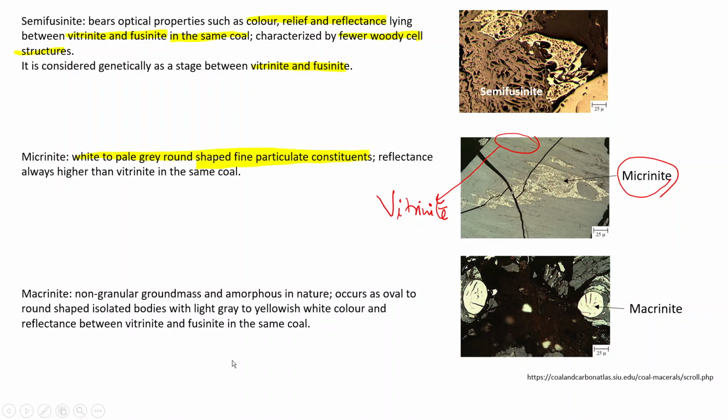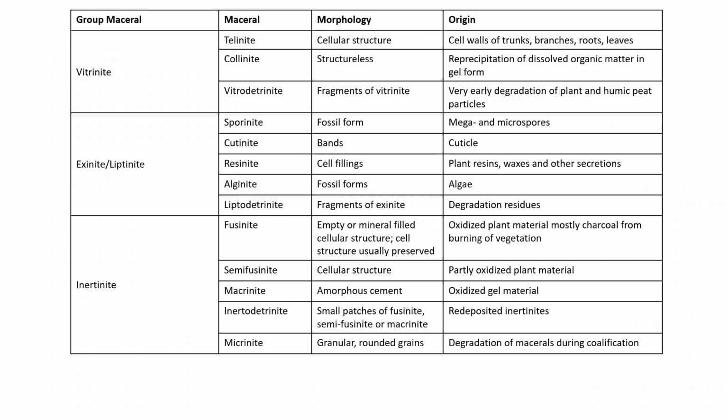Macrinite is a non-granular ground mass and amorphous in nature. In the right hand side photograph, you can see two oval bodies which are isolated and do not have a structure of their own. They are amorphous. They are called macrinite. It has a reflectance between the vitrinite and fusinite in the same coal.